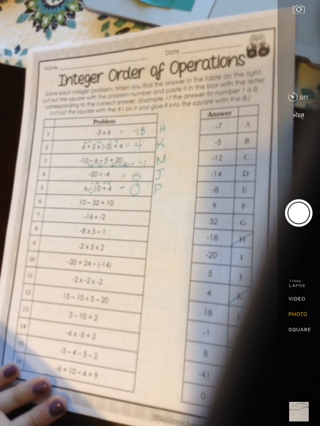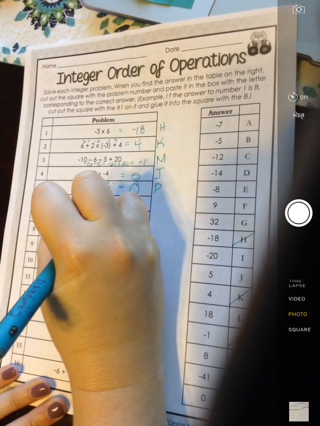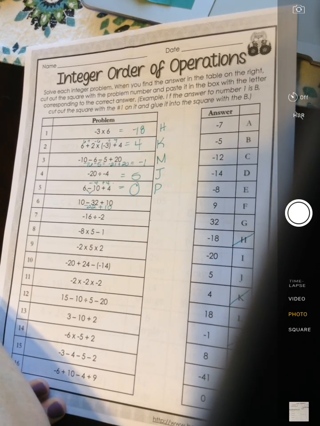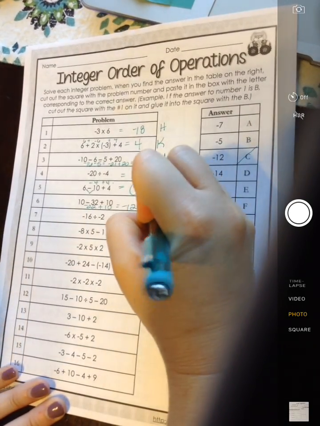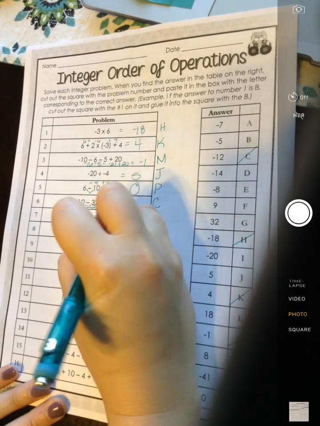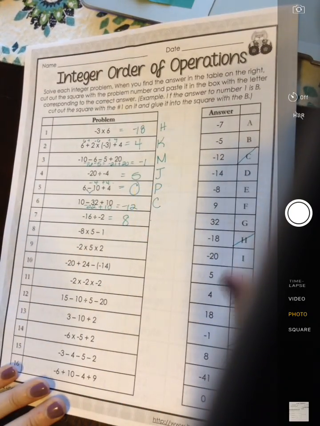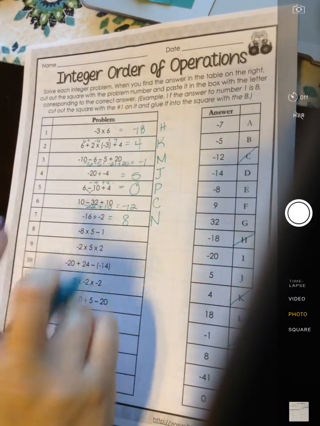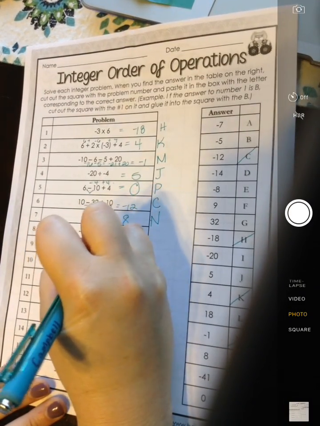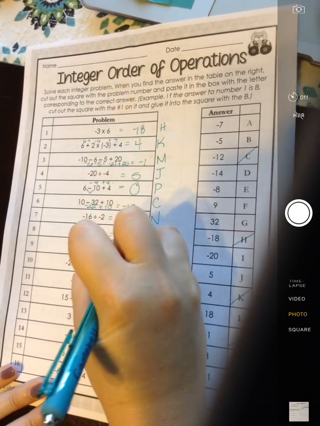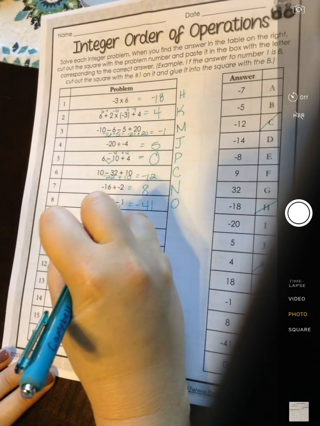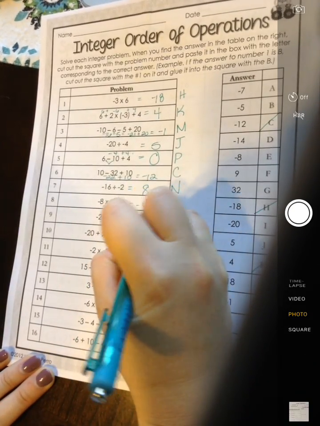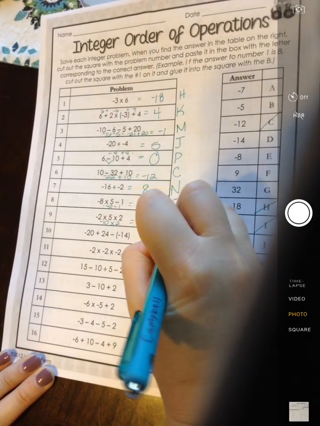10 minus 32 would give me negative 22. Negative 22 plus 10 would give me negative 12, which is letter C. Negative 16 divided by negative 2 is a positive 8, which is N. Negative 8 times 5 is negative 40. Negative 40 minus 1 is negative 41, which is O. Negative 2 times 5 is negative 10. Negative 10 times 2 is negative 20, which is I.